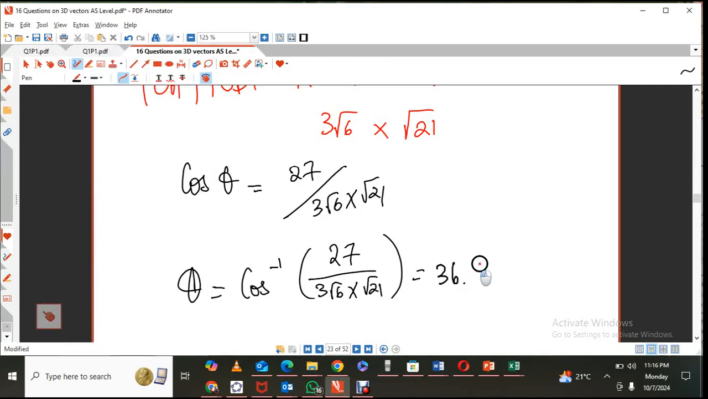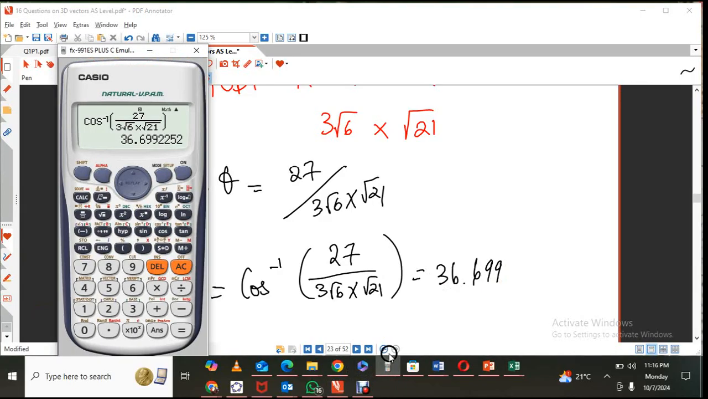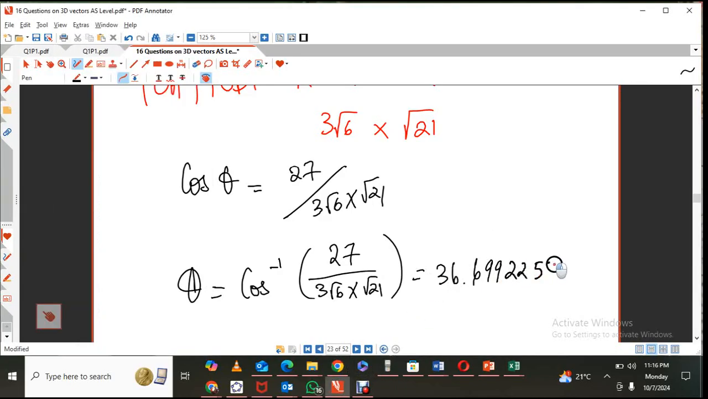So it's 36.699, 2252, some odd degrees. Of course, it is then 36.7 degrees. This is to 1 decimal place.